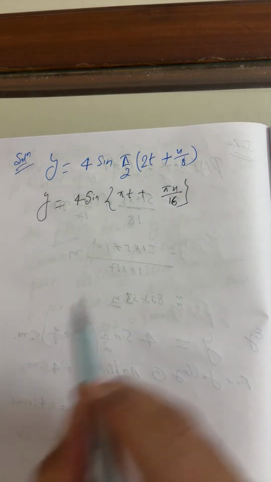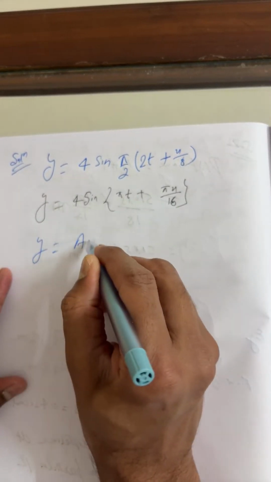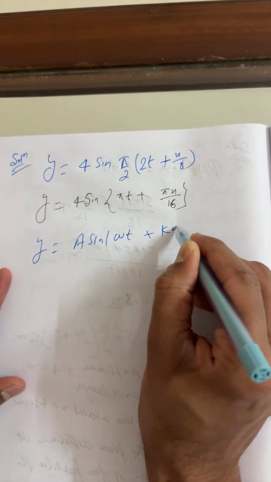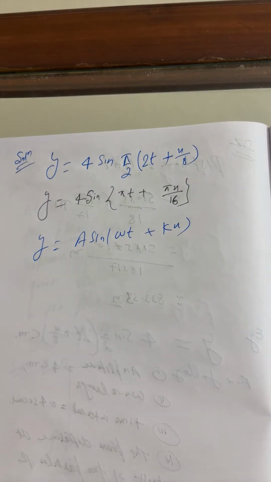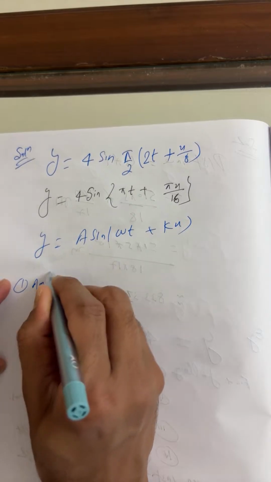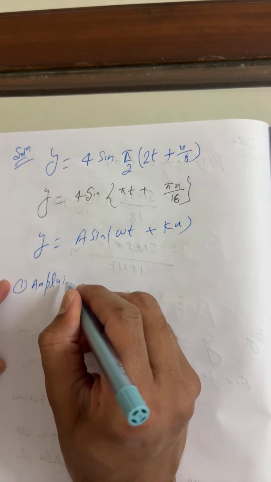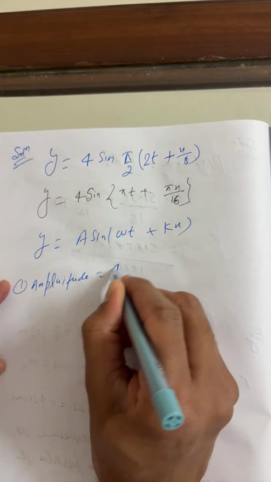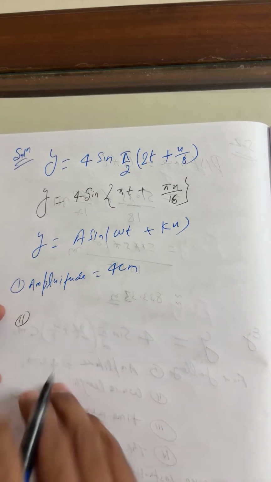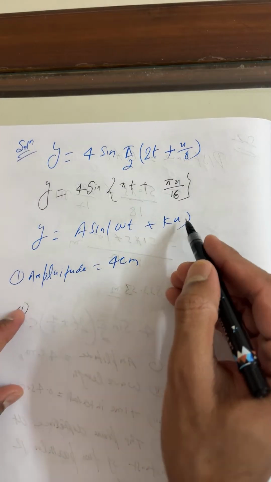Now this equation you can write in terms of the normal form: y is equal to a sine of (omega t plus kx). So first, you can write the amplitude, which all of you already answered: four centimeter. Next we have to find the wavelength, lambda.